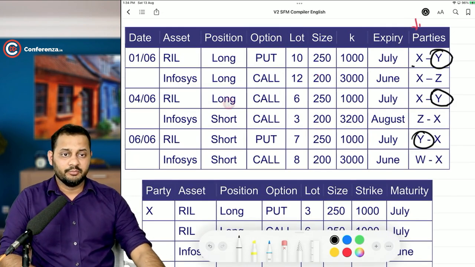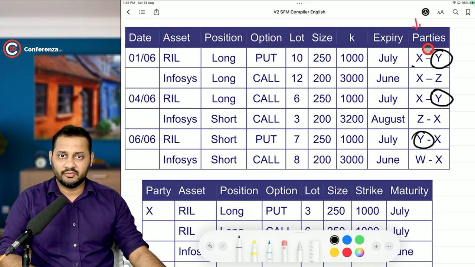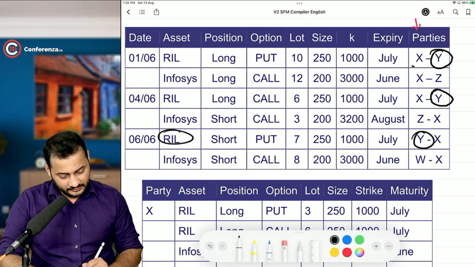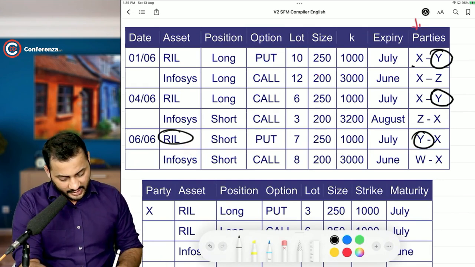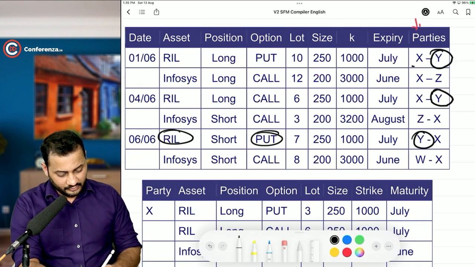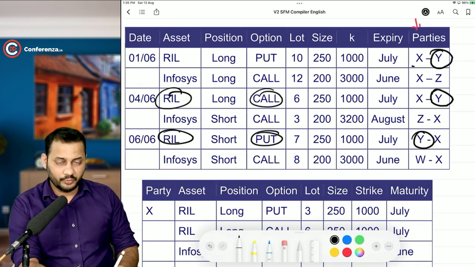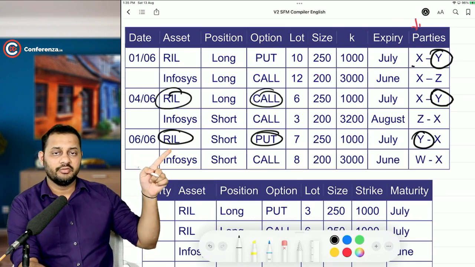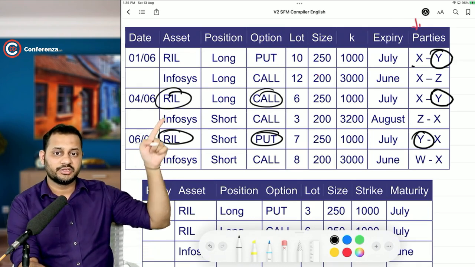Have a look. In both of them we are the seller, Y and Y, but here we are the buyer. So a sell position can be reduced by a buy position. Let's find out first with this. This is Reliance, and this is a put option. This is also Reliance, but this is a call option, so we cannot subtract this position with this position.